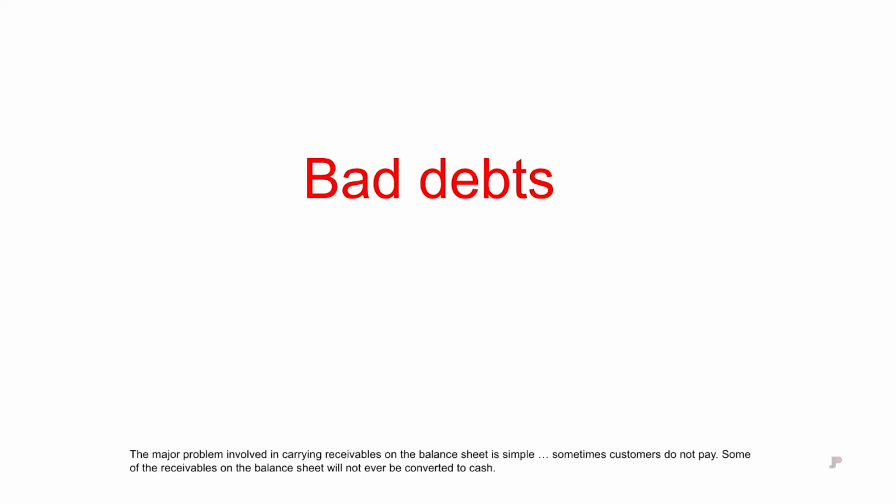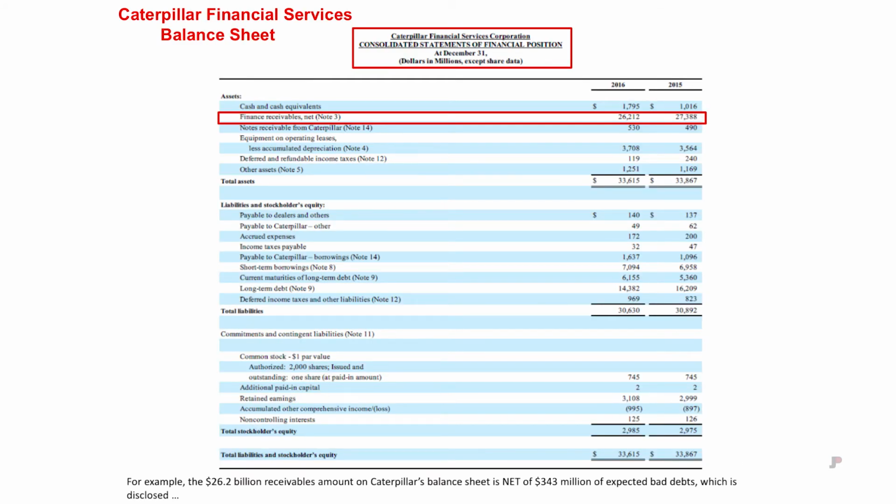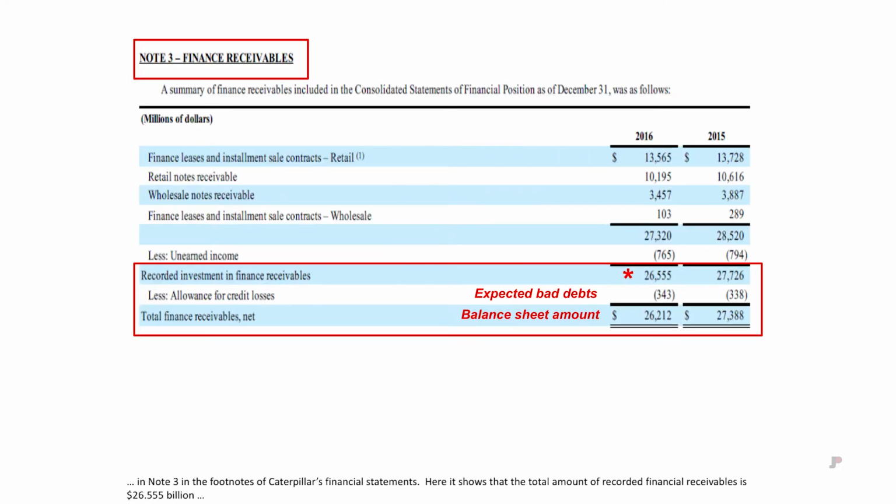The major problem involved in carrying receivables on the balance sheet is simple. Sometimes customers do not pay. Some of the receivables on the balance sheet will never ever be converted to cash. For example, the $26.2 billion receivables amount on Caterpillar's balance sheet is net of $343 million of expected bad debts, which is disclosed in Note 3 in the footnotes of Caterpillar's financial statements.